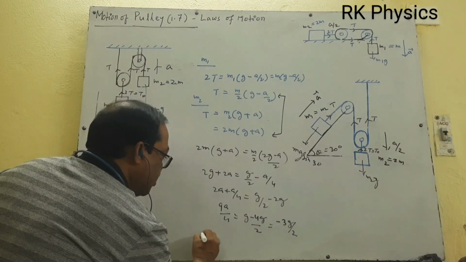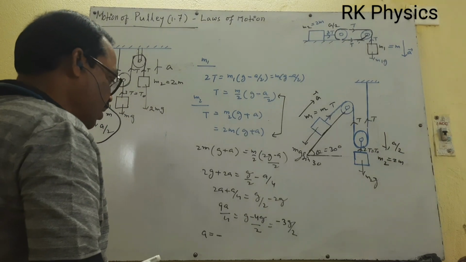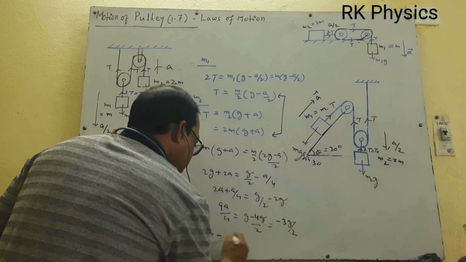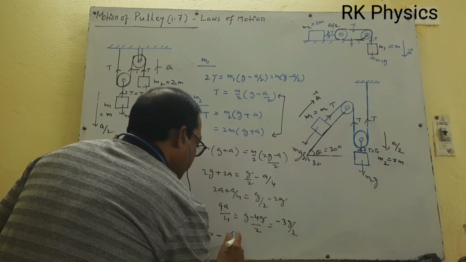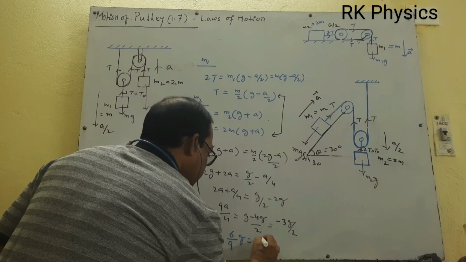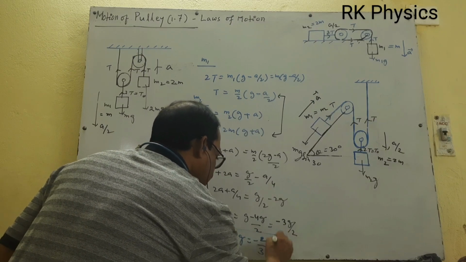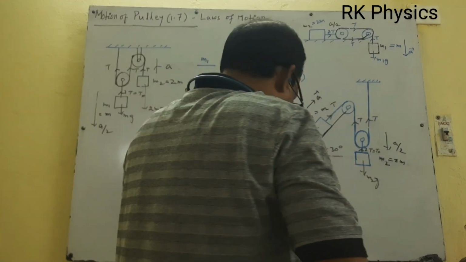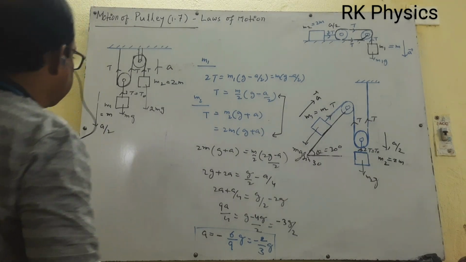So therefore what is a? a is minus 2 3 6 divided by 9g. This is minus, that is 2 by 3 g. This is the value of a. Okay, the value of a is minus 2/3 g. The value of a is minus 2/3 g.